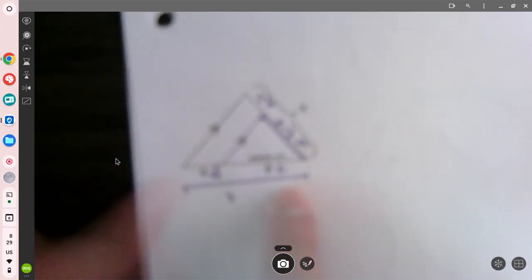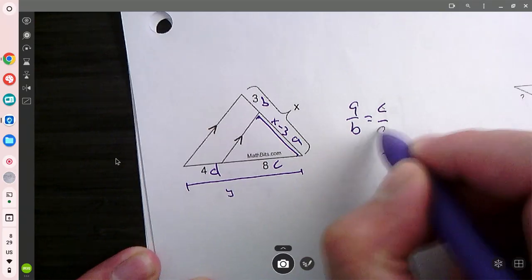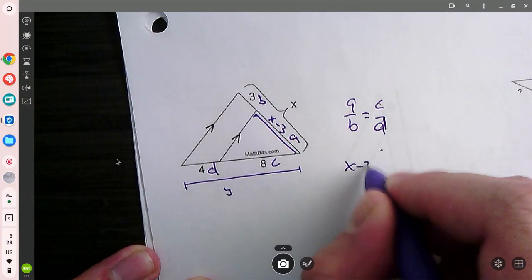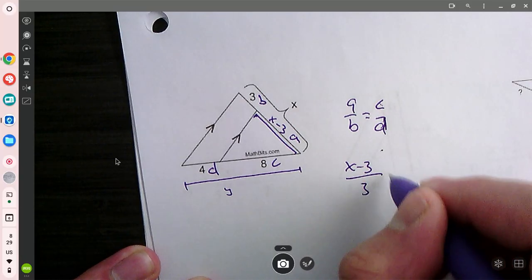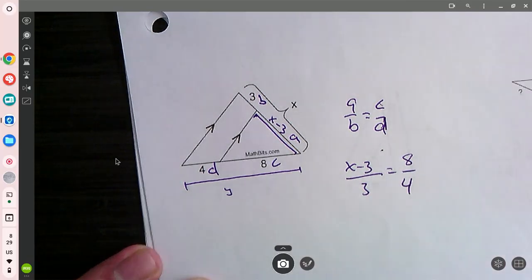Oh, you guys can't see it. Sorry. So we have our A and our B and our C and our D. So let's do A over B must be equal to C over D. Okay, A is equal to x minus 3. B is equal to 3. This needs to be equal to 8 over 4.